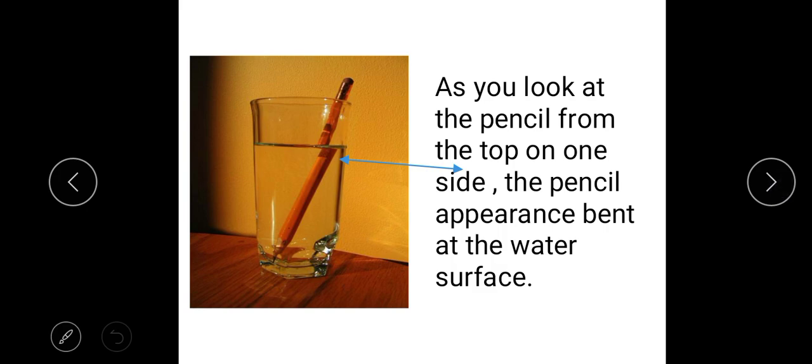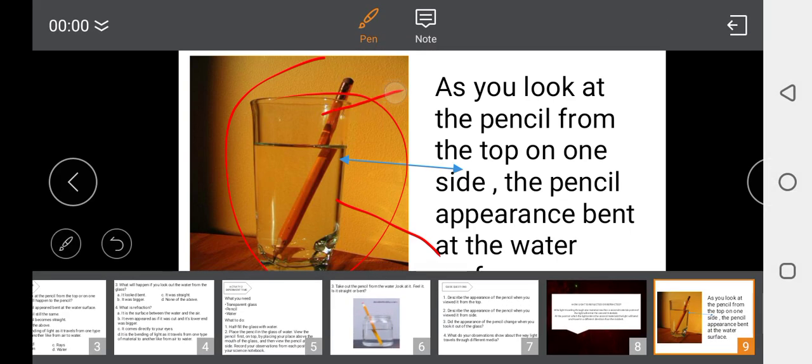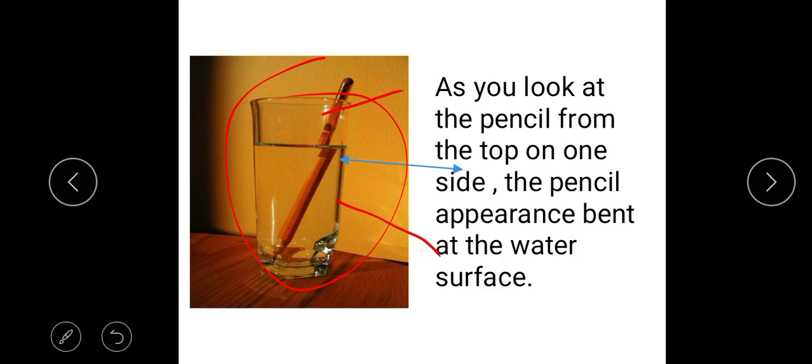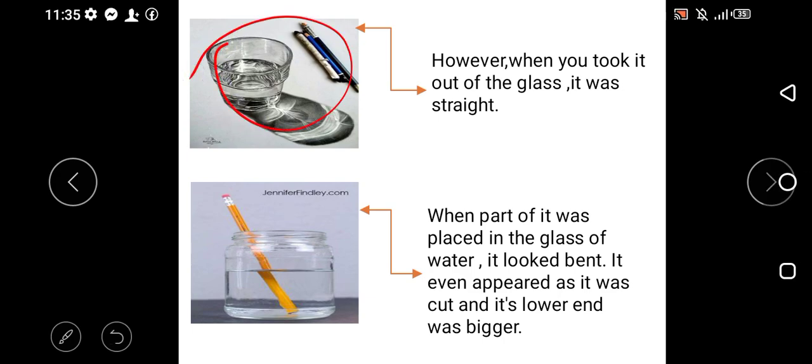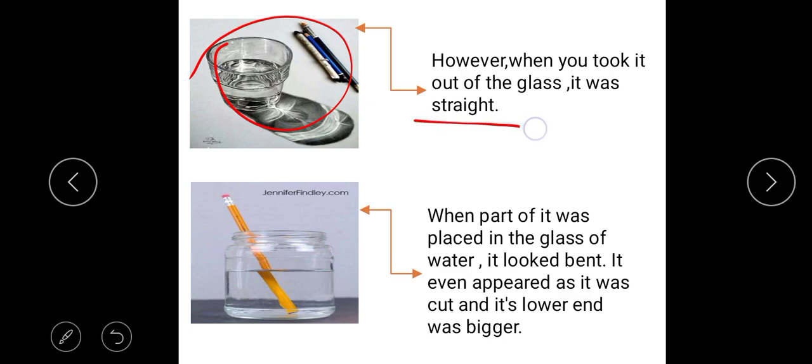Okay, look at this first picture. What can you see as you look at the pencil from the top on one side? Okay, when you look at the pencil from the top on one side, the pencil appears bent at the water surface. How about in picture number 2? When you took it out of the glass, was it really straight or not? Okay, it was really straight.